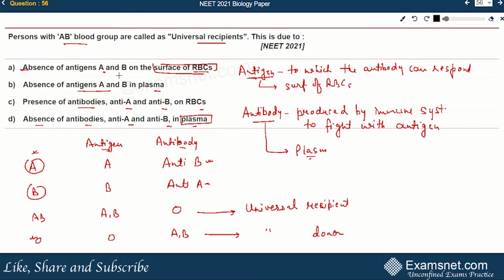But here, according to the question, we have to answer about AB. Since they don't have antibodies in their plasma, option D will be correct. The absence of antibodies anti-A and anti-B in plasma is responsible for them being universal recipient.